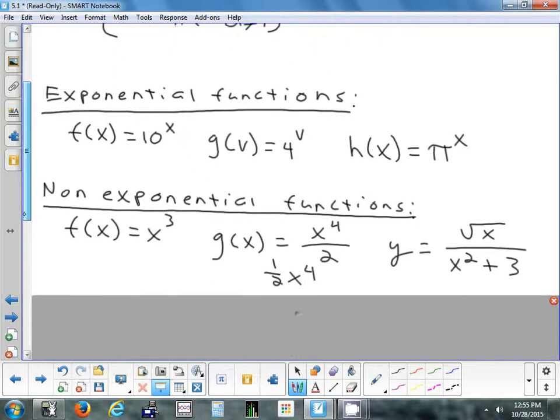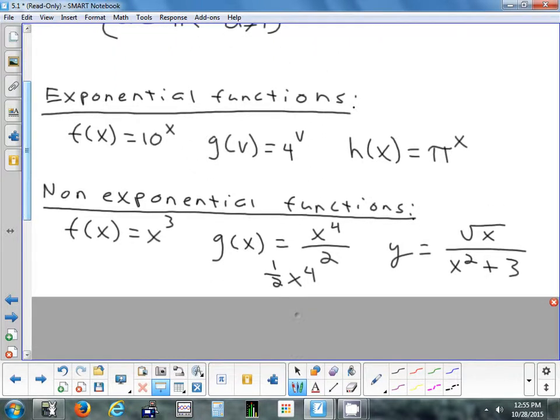Okay, so what makes something exponential? What are the two things you've got to have? Yep. The base has to be positive, anything except 1. So it can be like 0.25, that's okay. And what else? One other important thing. Yep. The exponent is variable. The exponent's got to be a variable. Good.